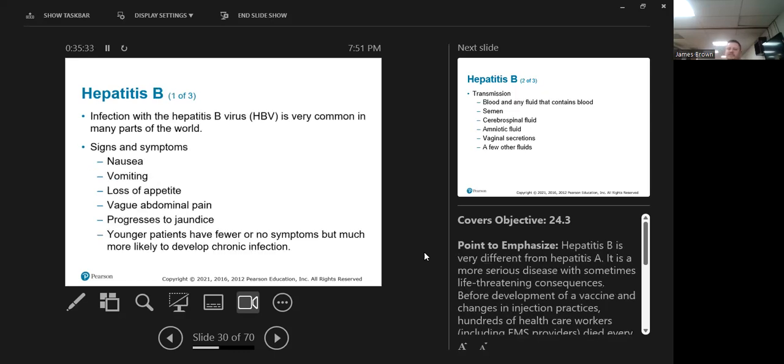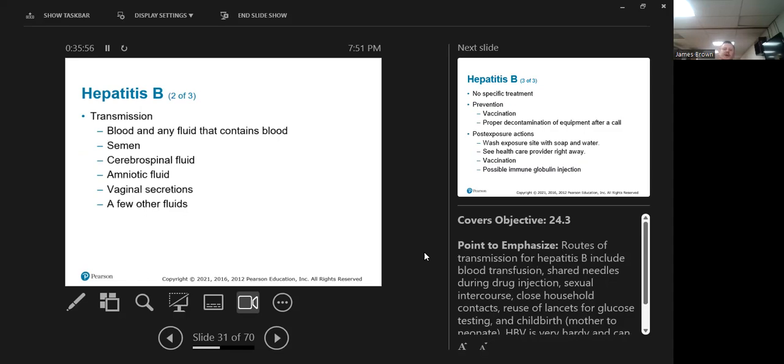Hepatitis B is an infection very common in many parts of the world. Again, it pretty much starts the exact same way: nausea, vomiting, loss of appetite, vague abdominal pain, and the patient can progress to jaundice. Younger patients may have fewer symptoms, but are more likely to develop chronic or long-term infection. Transmission is through blood and any fluid that contains blood, through semen, cerebral fluid, amniotic fluid, vaginal secretions, and a few other fluids. So just don't touch any of their fluids.